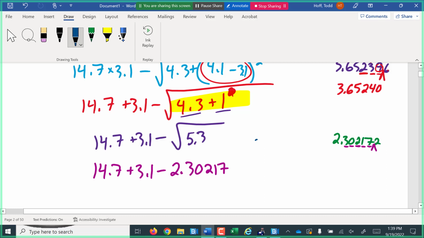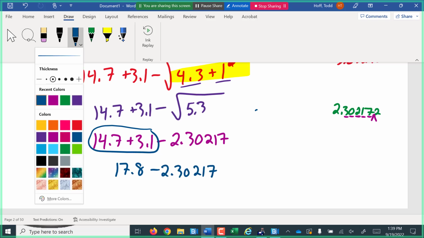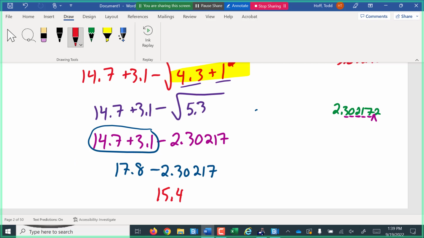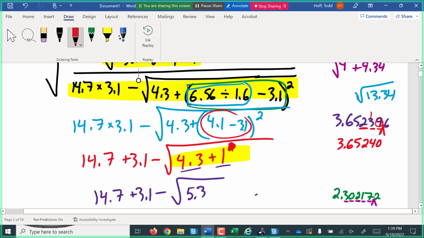Now what? You can just add. 14.7 plus 3.1 is 17.8. And then we subtract. 17.8 minus 2.30217 is 15.49783. That is the whole bottom of this reduced to that.